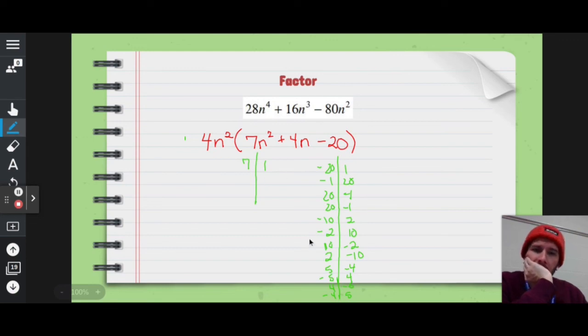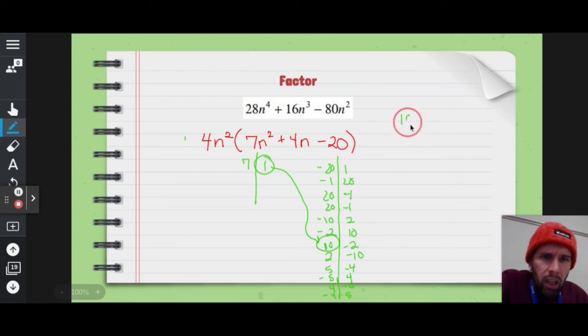I think the 10 and 2 combinations are probably going to do it. Because if I do the 10 and 2 combinations, that gives me, I think I just figured it out. 1 times 10 is 10. 7 times negative 2 is negative 14. So I'm on the right track. That gave me negative 4. I need the positive 4.